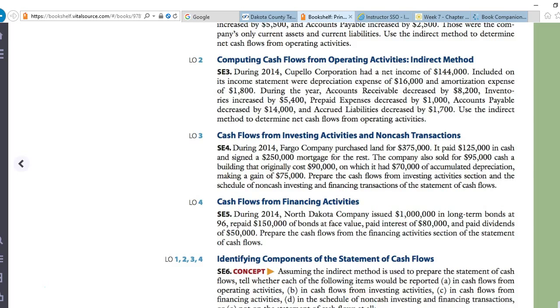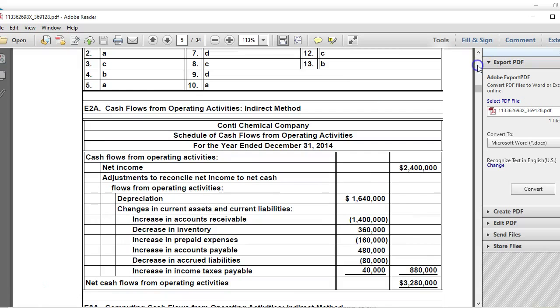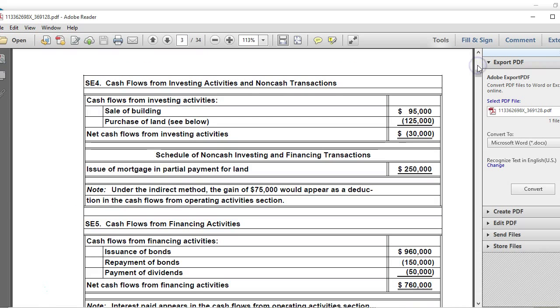So we've got the sale of the building gave us $95,000 in cash, didn't it? The purchase of land, we used $125,000 of our own cash. Okay? So from the standpoint of the investing piece, the sale of the building added cash, the purchase of land, we used cash.